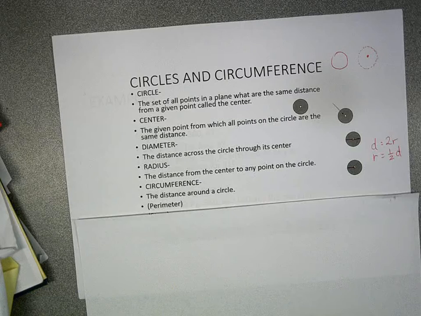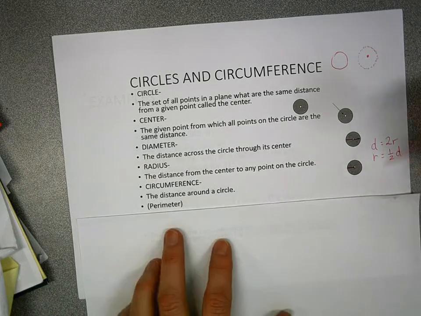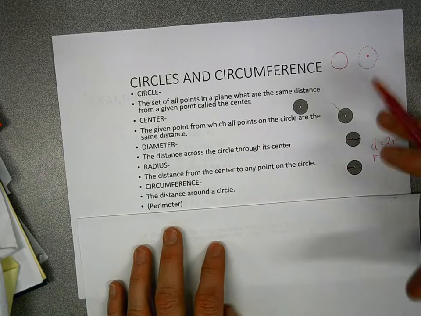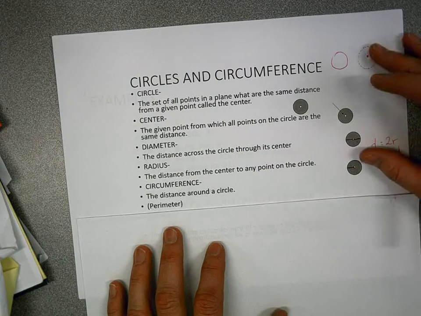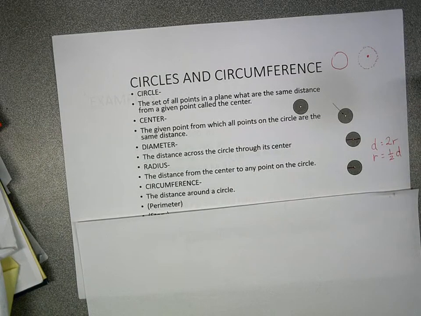Now perimeter, right? You think of perimeter and it's usually based off of a polygon. I mean, you have straight sides, and so perimeter is the length around the outside of a polygon. Because the circle is curved sides, they just give it a different name. It's called circumference. Okay.